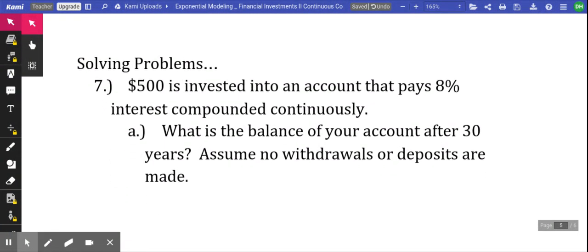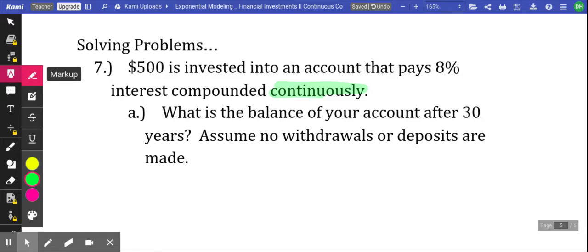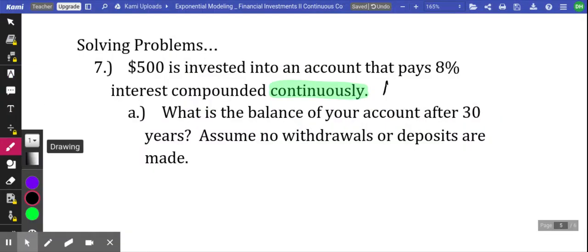Okay, so now we're going to build on that and practice solving a few problems. We are all over this idea of compounded continuously. So right away, our gears are turning and we're picturing this formula right out of the gates. 500 is your principal, 0.08 is your r, and we are good to go.